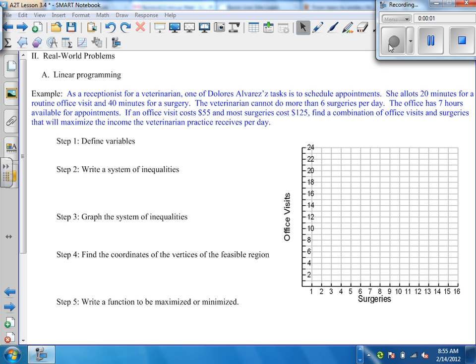Going on to the last problem here in 3-4, continuing on. This is a real world problem. This is called either maximizing or minimizing a function. This is kind of where linear programming is related.